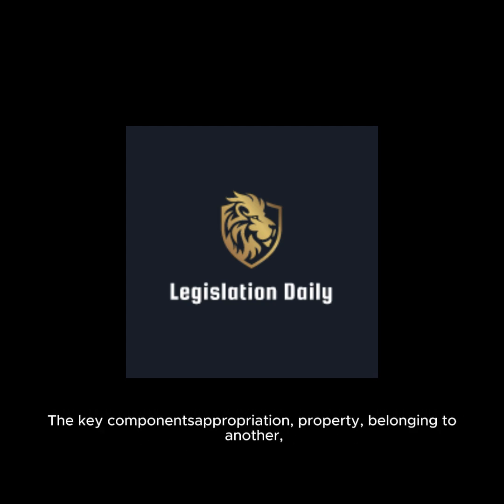The key components: appropriation, property belonging to another, dishonesty, and an intent to permanently deprive, are critical in determining whether an act constitutes theft and what penalties may apply.